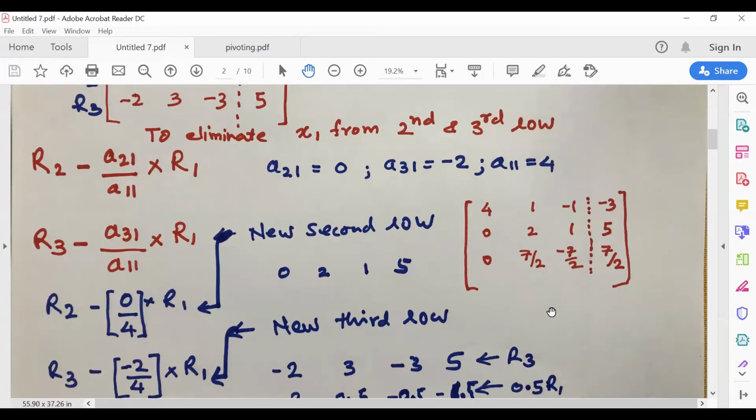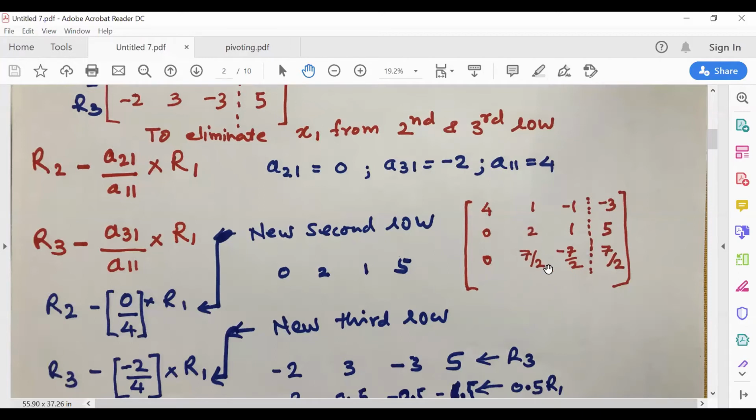Now we need to pivot because 2 is the lower number and 7 by 2, that is 3.5, is the higher number. Yes. So we need it as pivot. Yes, so it requires pivoting because I want this 2 replaced with the higher number.